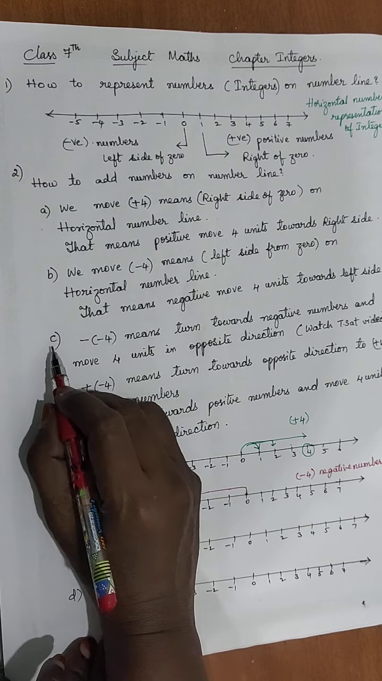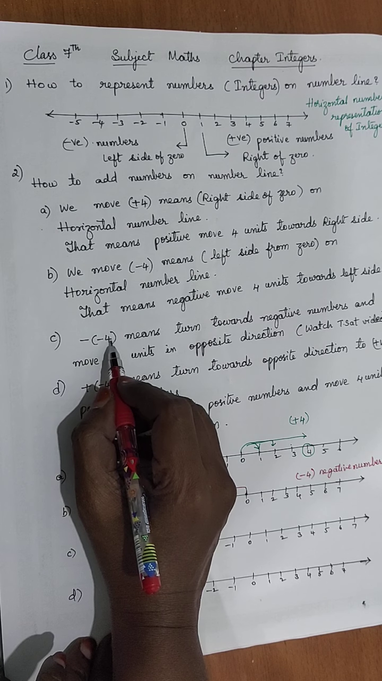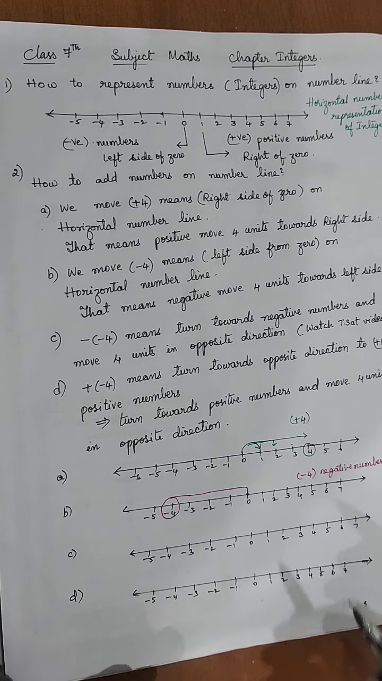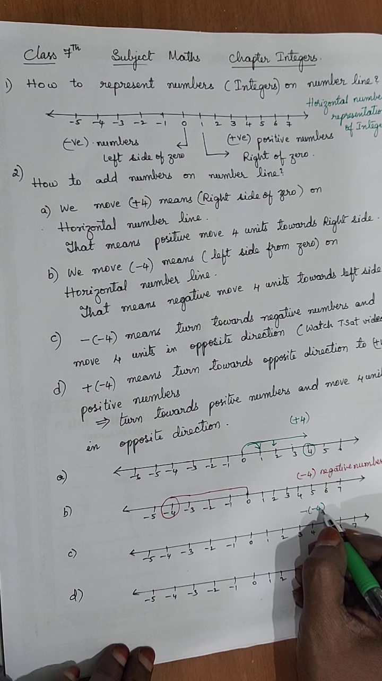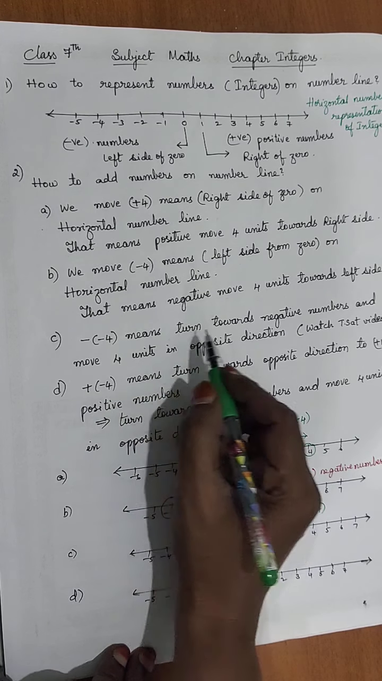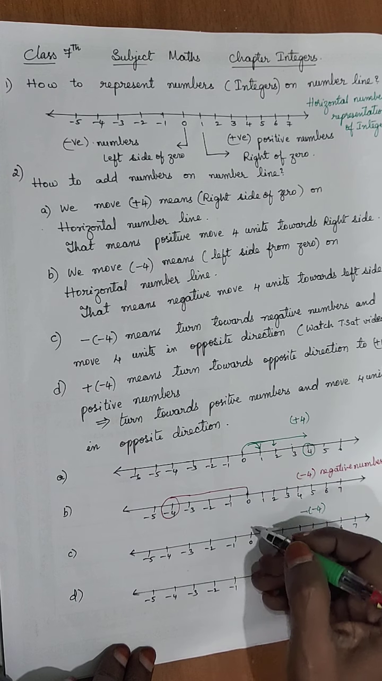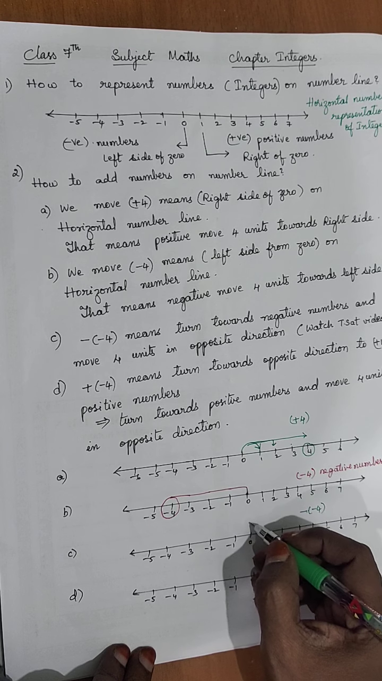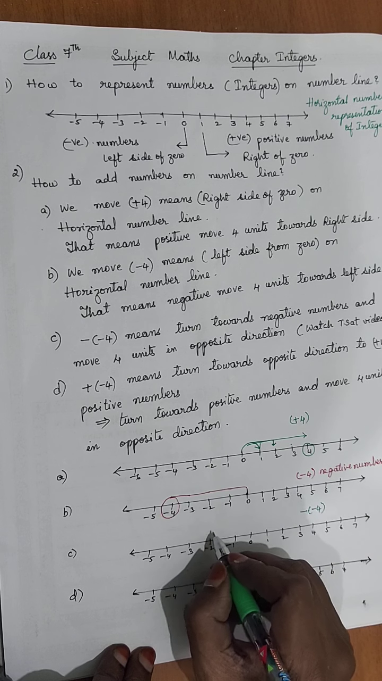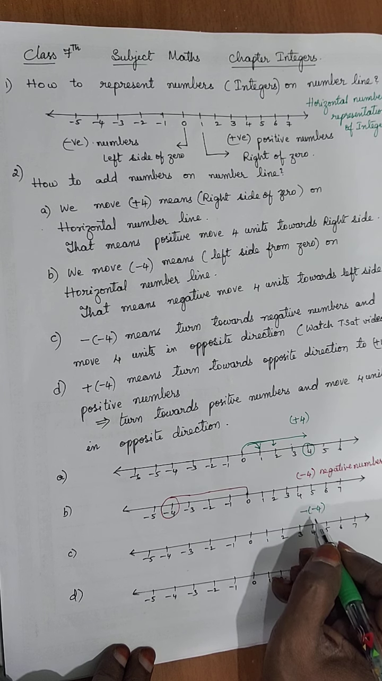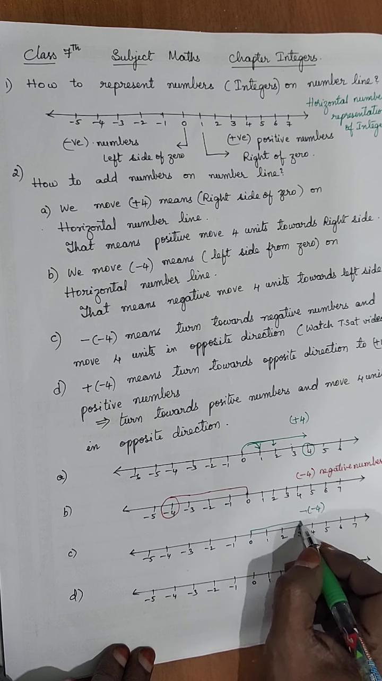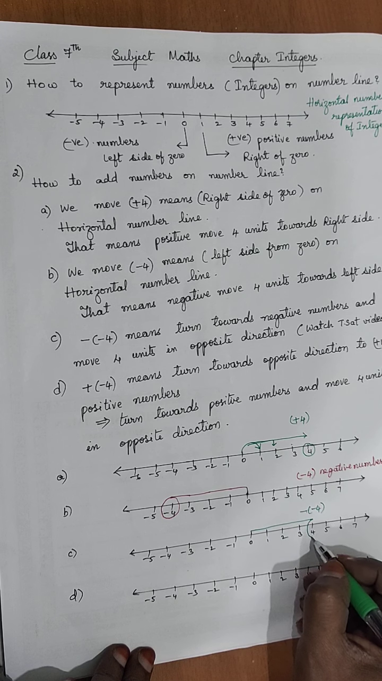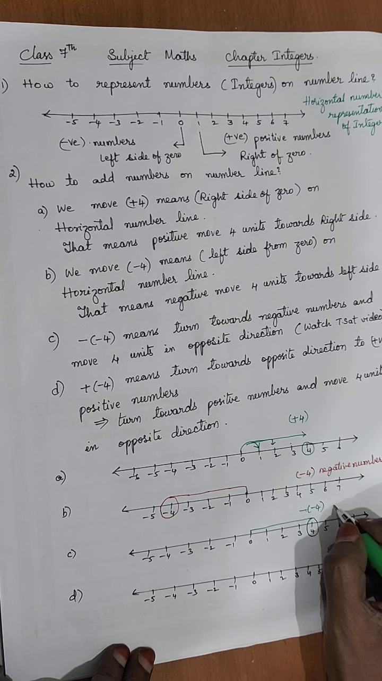Then we come to the third condition. What is that one? Minus of -4. How do you represent minus of -4? You have to read here, turn towards negative numbers. That means you are looking towards the negative number. You should stand here and look towards the negative number, and from here you have to see the opposite direction. So when you see the opposite direction, the move will be towards the right side of 0, which is again what? Positive number. So always minus of minus becomes a positive move.